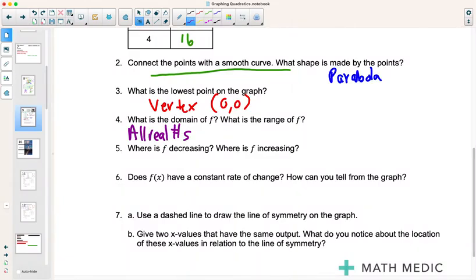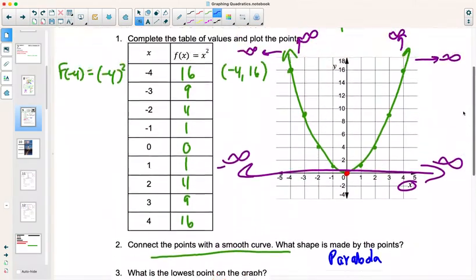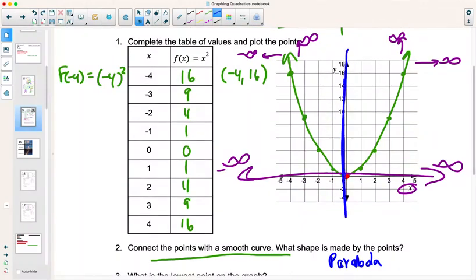All real numbers. What's the range? Now the range requires a bit more thought. The range of f is going to be only the y values. Remember, this is the y-axis. So does it even exist down here in terms of the y-axis? No, it doesn't. Okay, so it's none of those.